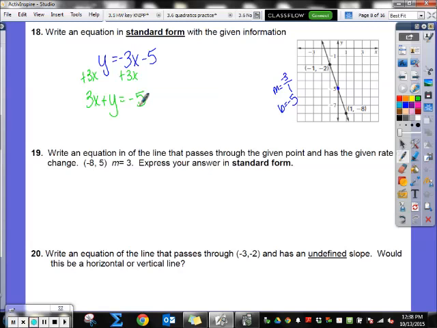19, we're going to write an equation of the line that passes through the given point and has the given rate of change. Now, the rate of change is just the slope, and we're going to go all the way to standard form. This will probably be one of the longer problems that we do. So I'm going to start out in point-slope form because I don't have my y-intercept.